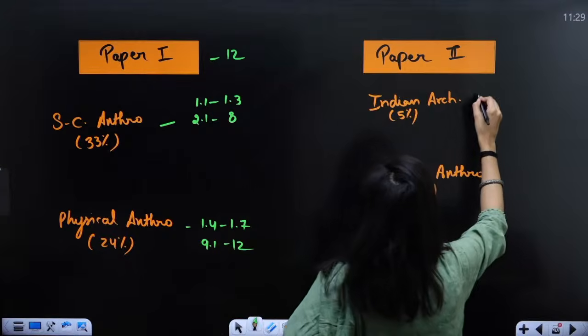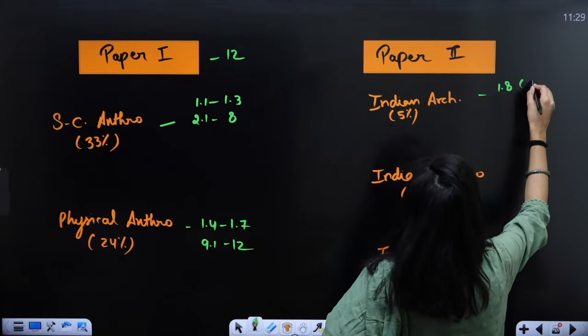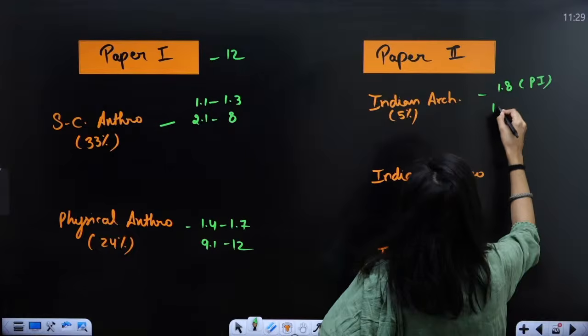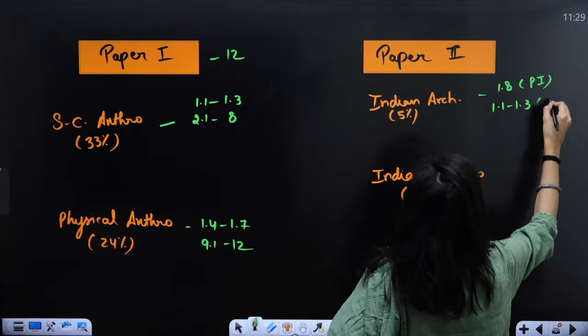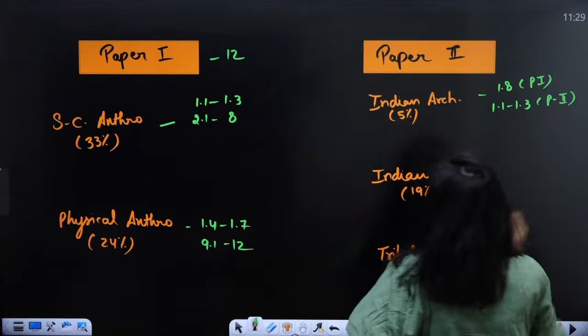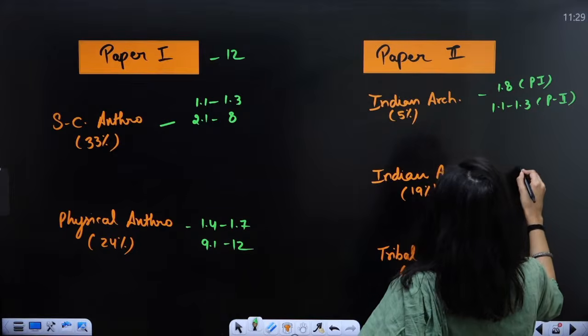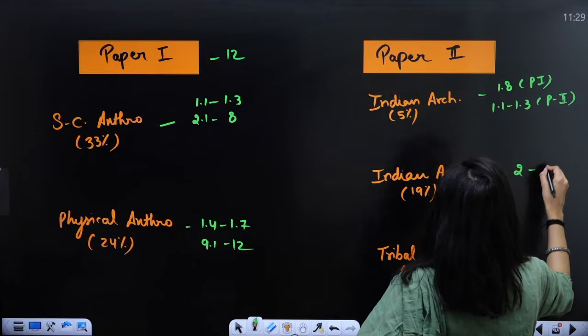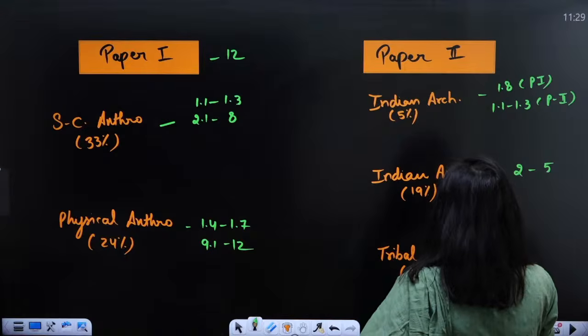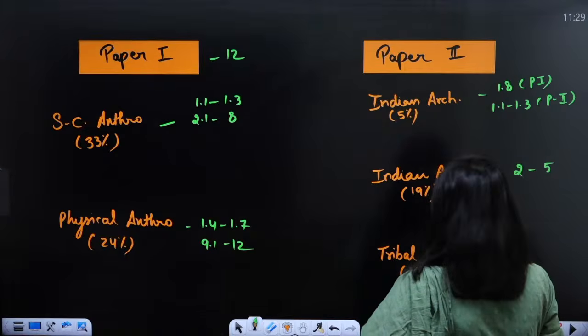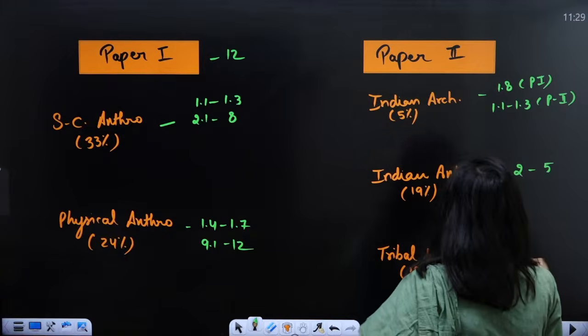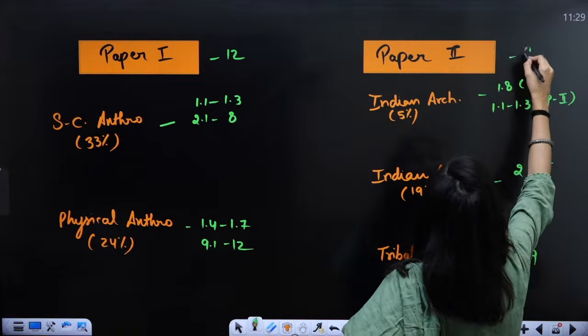Here in the Indian archaeology, unit 1.8 of the paper 1 and unit 1.1 to 1.3 of the paper 2. Indian anthropology starting from the unit 2 till the unit 5 and tribal India starting from the unit 6 till the unit 9. So here 9 units.